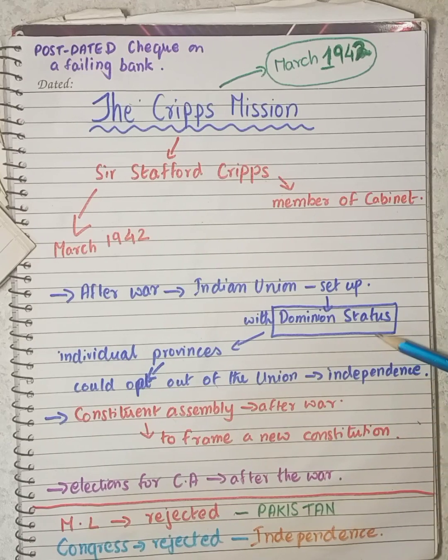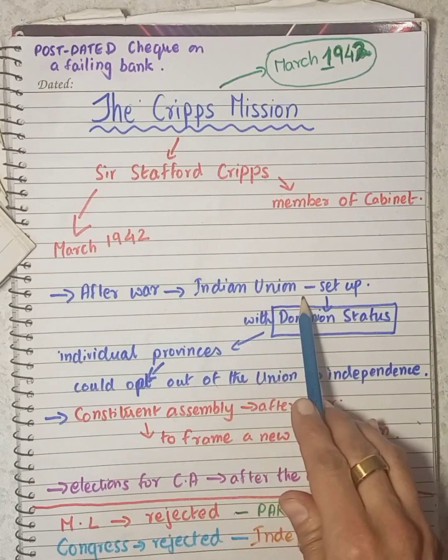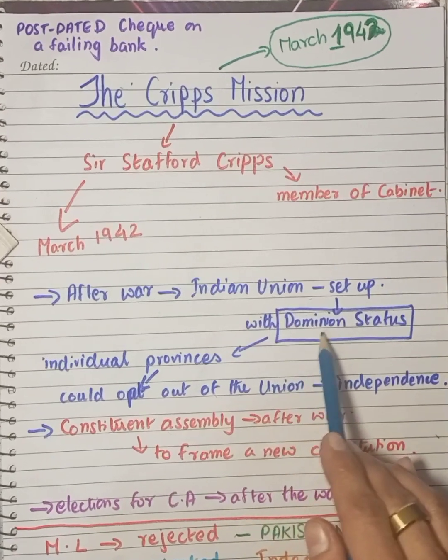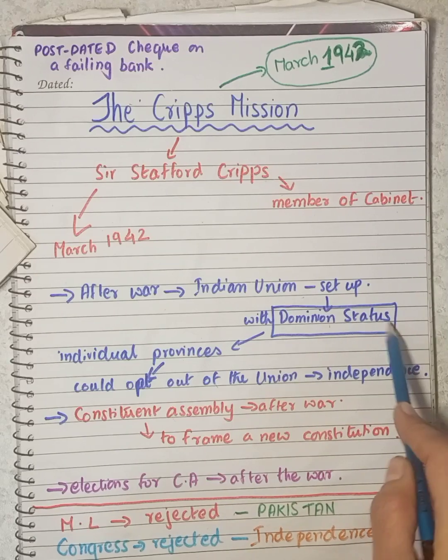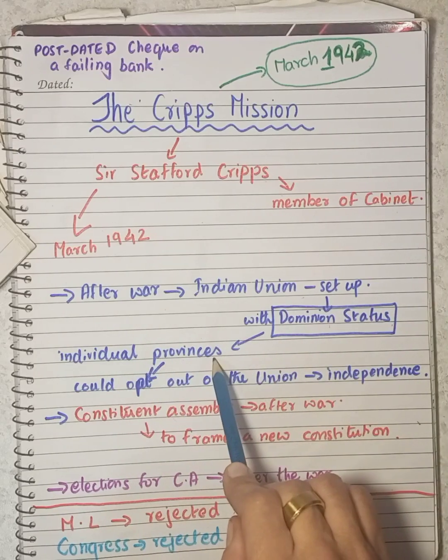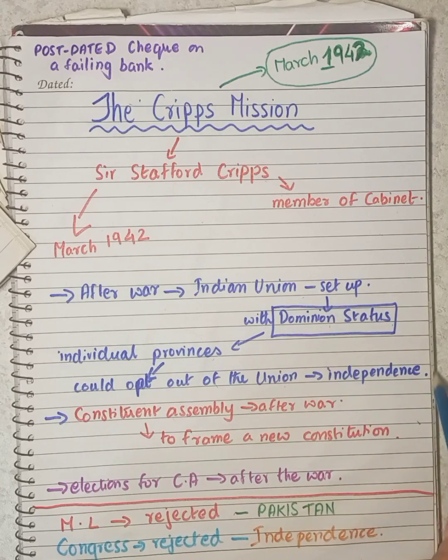When the Cripps Mission came to India, it proposed a few things. What were the proposals? It proposed that after the war, an Indian Union would be set up, and that Indian Union would be given a dominion status. And in this dominion status, some individual provinces would be given a chance to opt out of the union and negotiate their own independence. This was the first point of the Cripps Mission.